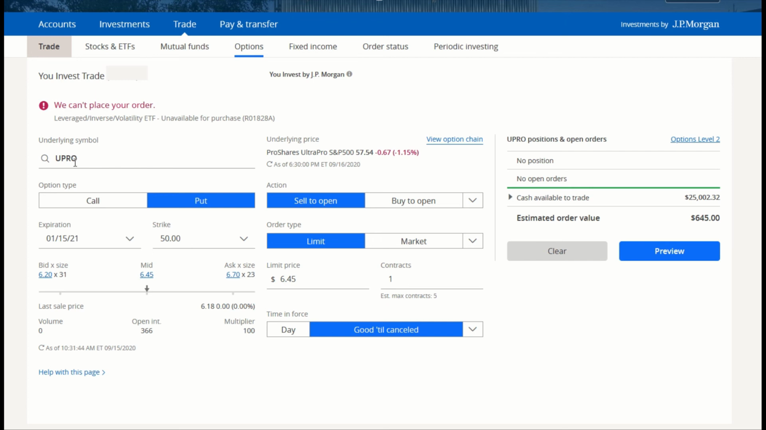Now, a lot of you might be thinking at this point, okay, we may not be able to trade options on this. What if we wanted to buy UPRO directly? So let's give that a try.